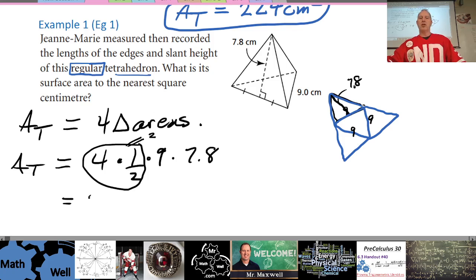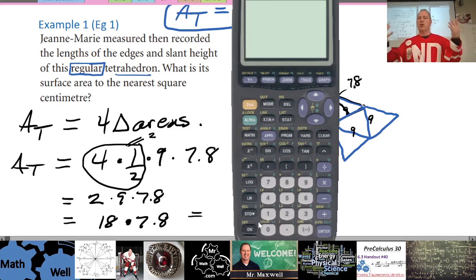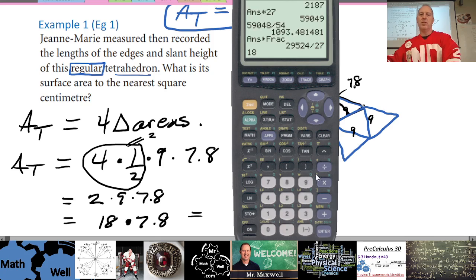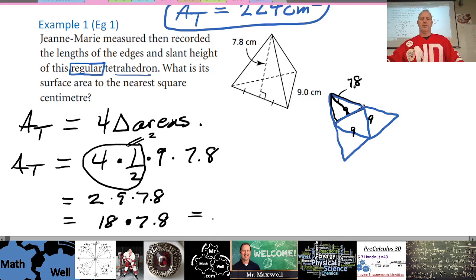So you could say, I'm just going to do, on my calculator, 2 times 9 times 7.8. And then if you're really quick on mental math, you would say, hey, I know what 2 times 9 is. That's 18. So I'm just, on my calculator, going to do one little calculation, 18 times 7.8. And you can actually reduce the work for yourself by doing a little bit of mental math. And if anybody spots any mistake that I do with mental math, please ask me about it. So 140.4. Okay, 140.4 to the nearest square centimeter is 140 square centimeters.